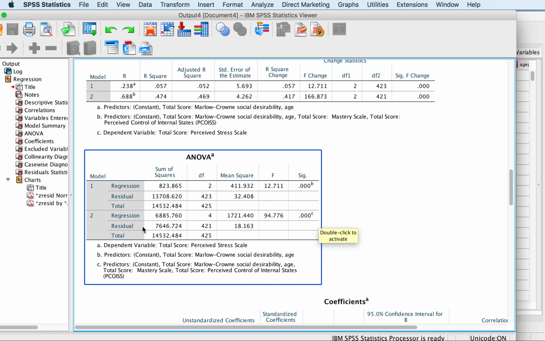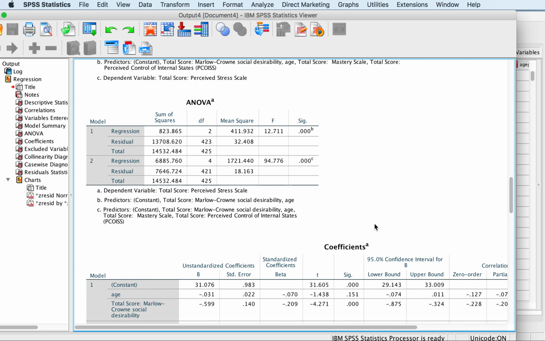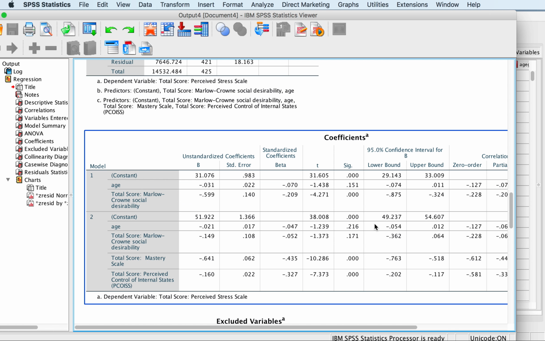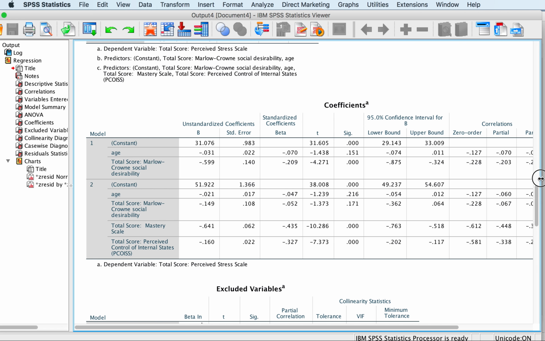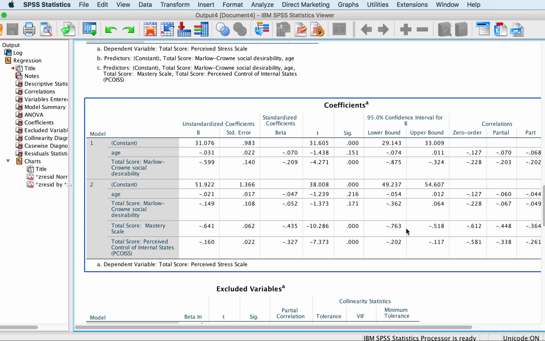And then you get to the next one, and you'll see that the F ratio got huge, right? It went from 12.7 to 94.7. That just tells you that there's a lot more variance accounted for, and it is a statistically significant F ratio. Now we want to know which variables are the most important ones as individual predictors. Once you throw in our two control variables, the mastery scale and the PCO-ISS, what happens to age and what happens to the Marlowe-Crown, and vice versa. So we're interested in that.